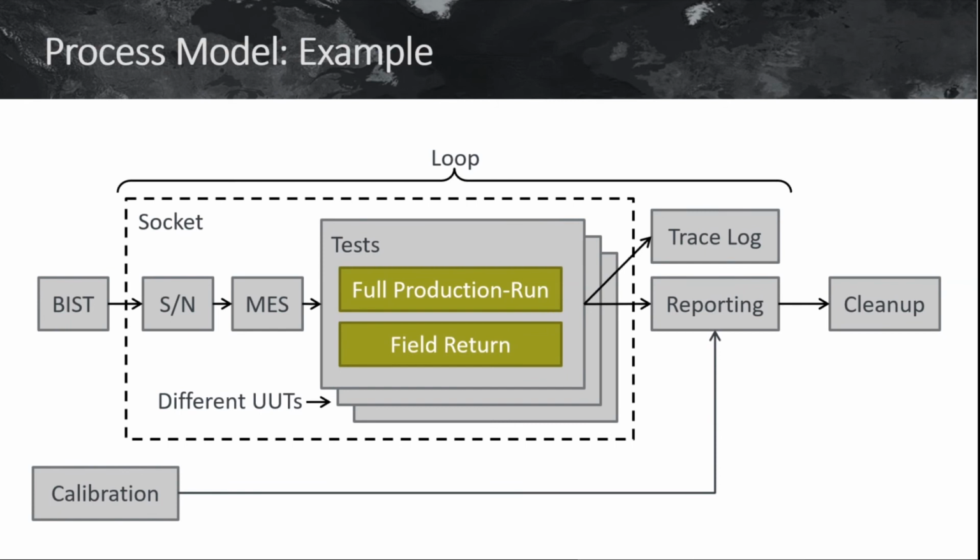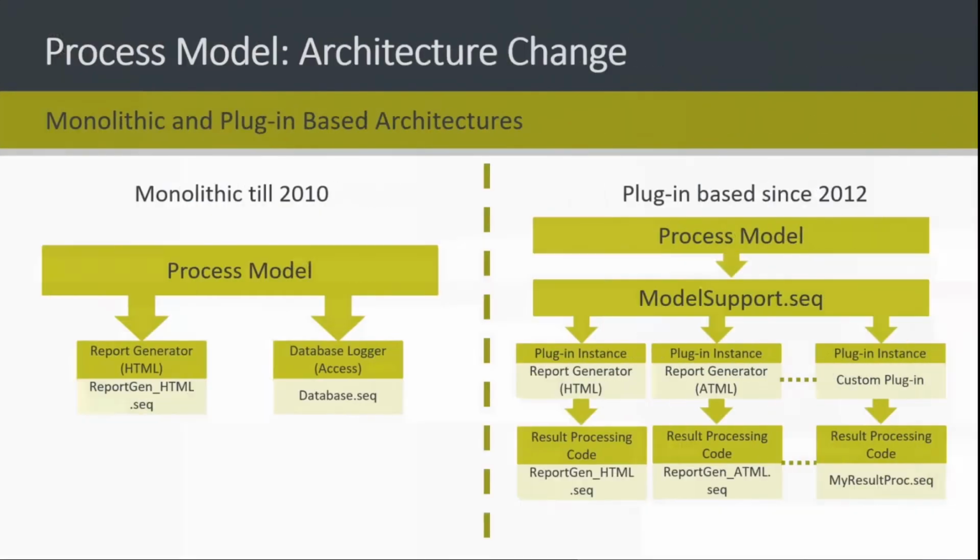And one thing to notice here in this diagram is that reporting is depicted as a big part of a process model, but it is kind of tightly coupled with this process model. And what I wanted to say here is that the architecture changed between TestStand 2010 and 2012. So before TestStand 2012, we had this monolithic architecture, which has this result processing reporting inside of process model.